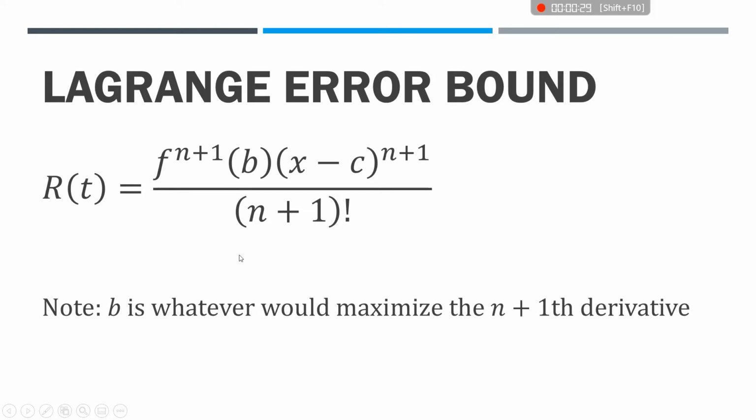So Lagrange error bound says if I want to find how wrong a Taylor series approximation is going to be, then I can take whatever the next term in the series would be, so that's the n plus 1 derivative, at the n plus 1 point around the center, and maximize it. So if this next term had been the sine of something, then we would maximize that error at plus or minus 1.